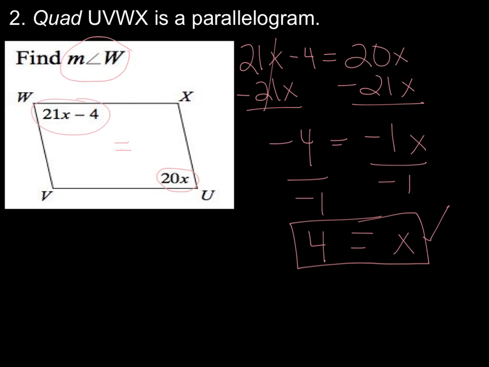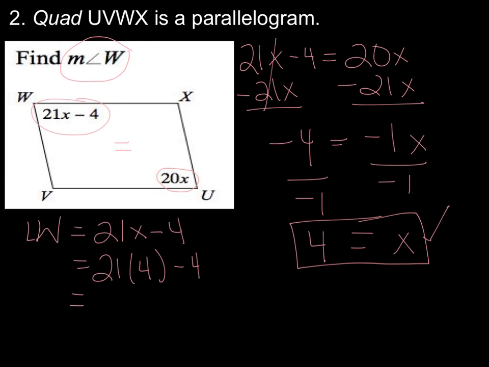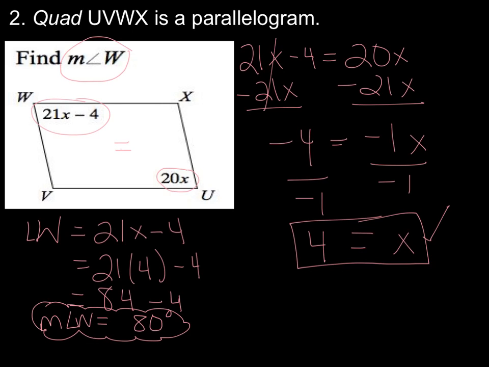So I'm going to rewrite angle W. So angle W is equal to 21x minus 4, and instead of writing an x, I'm going to write a 4 and substitute my x for 4, and I get 84 minus 4, and 84 minus 4 is just 80. So the measurement of angle W is equal to 80 degrees. So go ahead and pause the video and write the notes down in your geobook.